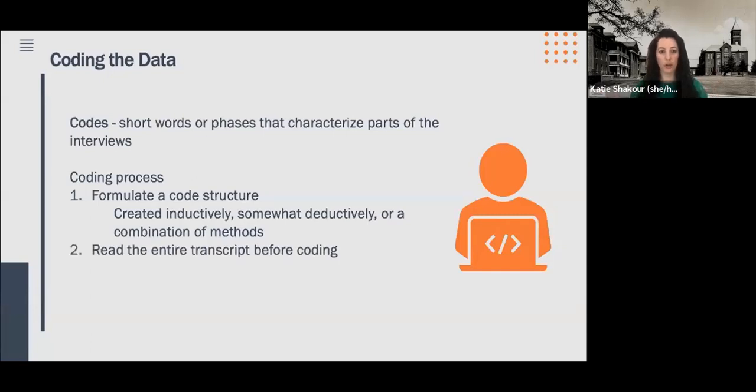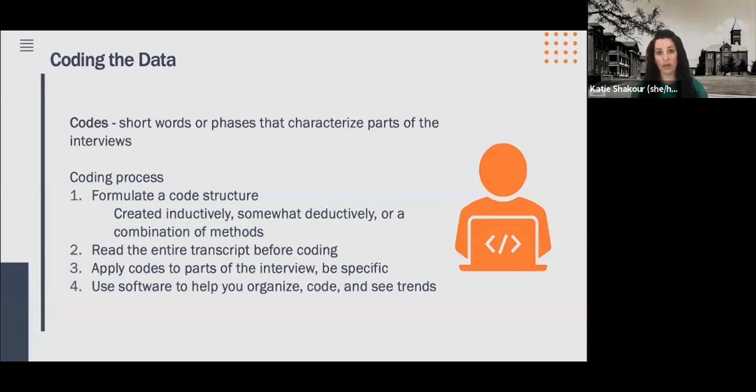And when you actually start coding, you're going to read the entire transcript, and then you'll go back to the beginning and start applying codes to parts of the interview. And you're going to pick out specific quotes that apply to these codes. And there's software out there to help you analyze and code the data and organize it. We're using Atlas TI for our project, and it's really helpful, especially as your research projects grow and you have 40, 50 interviews, 600 surveys. There are tools out there to help you organize your data, and I recommend taking advantage of those.